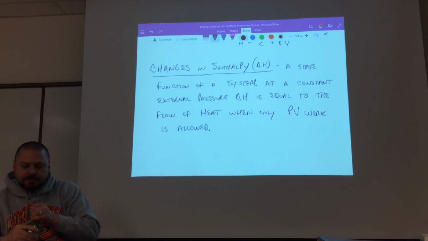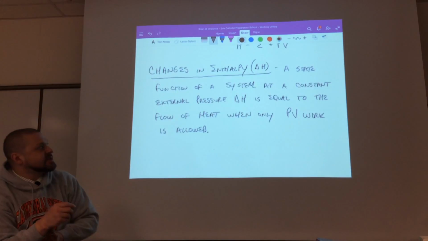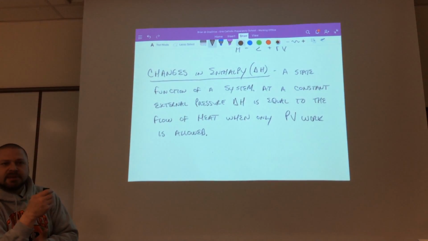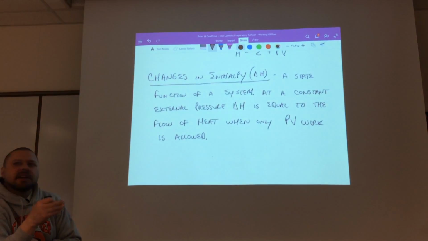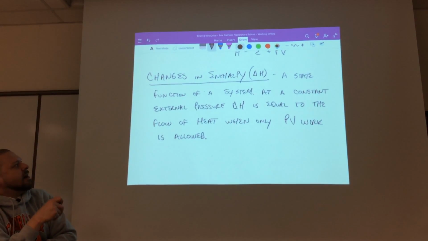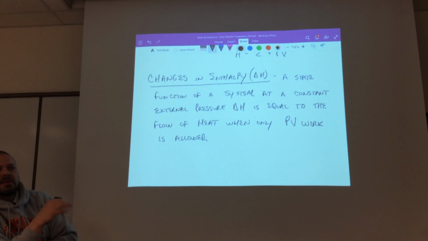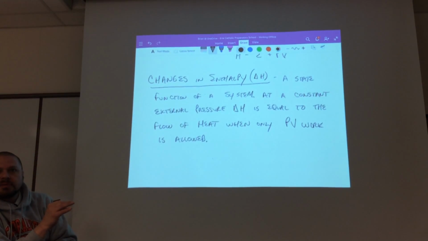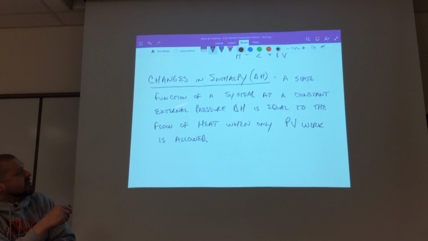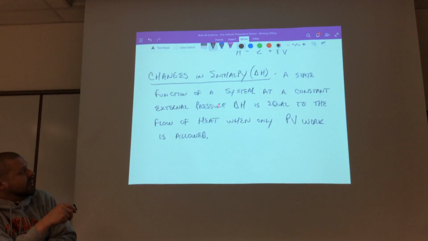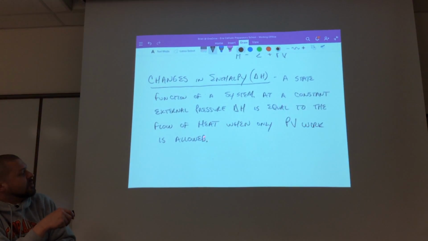Okay, so first of all, we're putting some constraints on this now. Enthalpy is not something we can really calculate, and it's kind of a tough concept because it has to do with internal energy, and you add to it pressure volume work. But changes in enthalpy are a state function, meaning that the here and now is what's important. It doesn't matter what went before or went after. And if you keep constant the external pressure, then delta H is just equal to Q, or heat, when only pressure volume work is allowed.